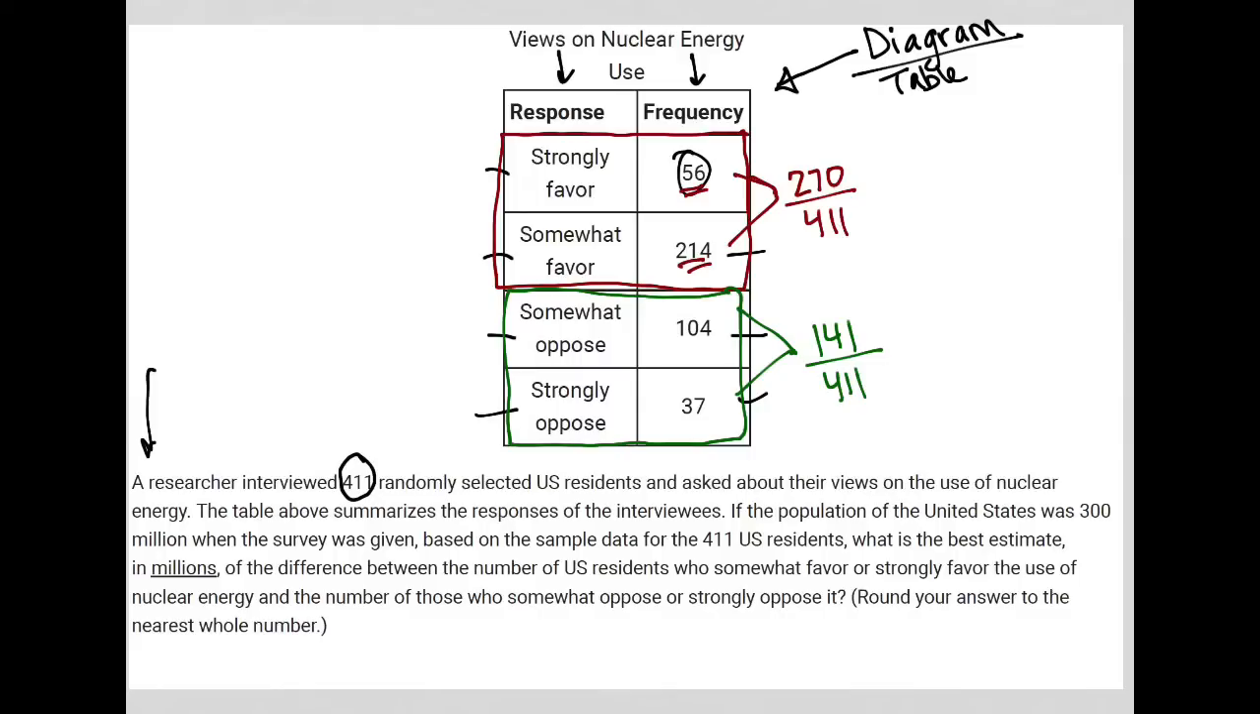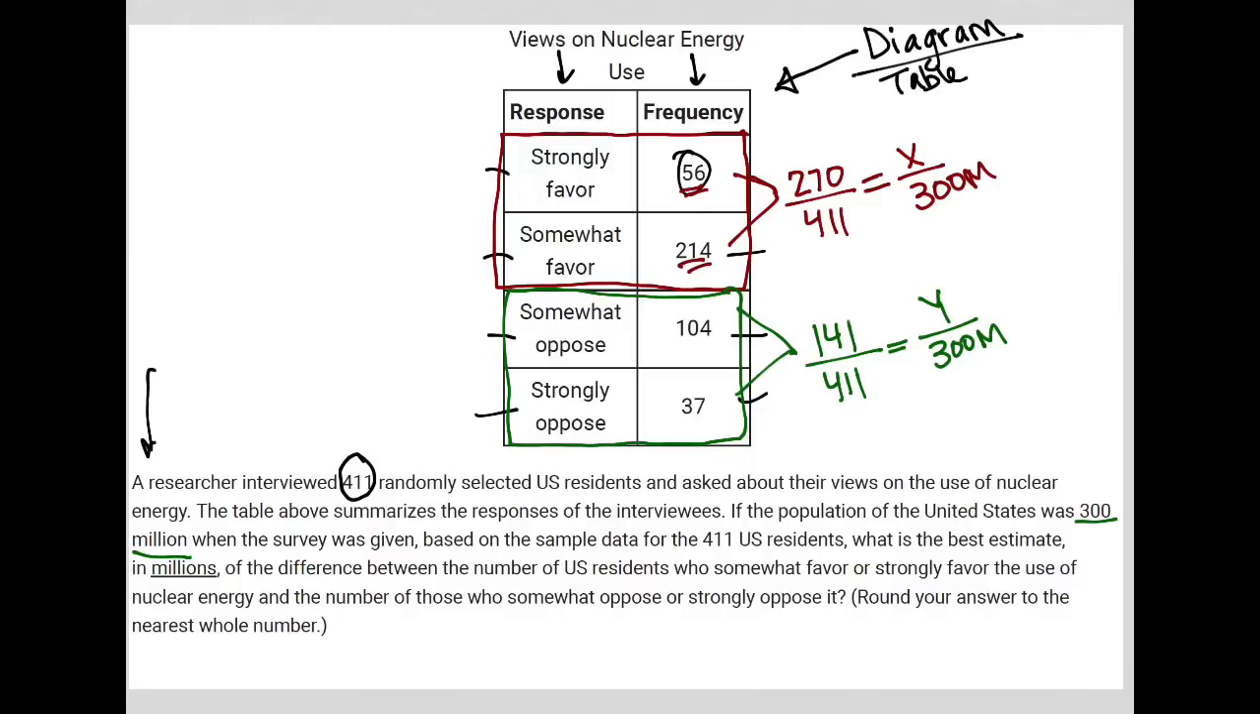Now, what I care about is how does this translate to the number of folks in the entire U.S. population, right? So given that we have 300 million people. So to do that, I'm going to create a proportion. I'm going to say, well, I know I have 270 out of 411. I don't know how many I have out of 300 million. I'll just say 300 M for million. And the same thing down here. I know I have 141 out of 411 for this group here, but I don't know how many, I'll call this one Y, I have out of the 300 million.